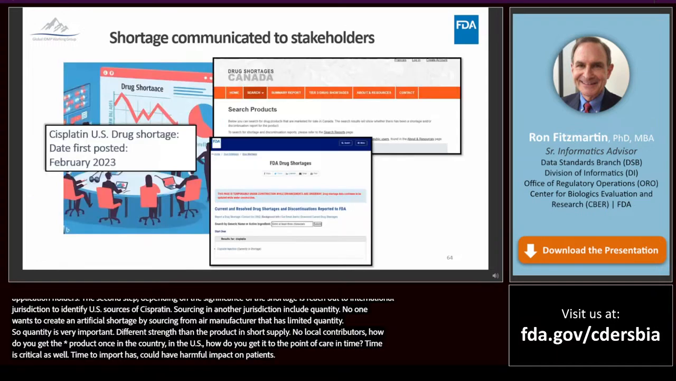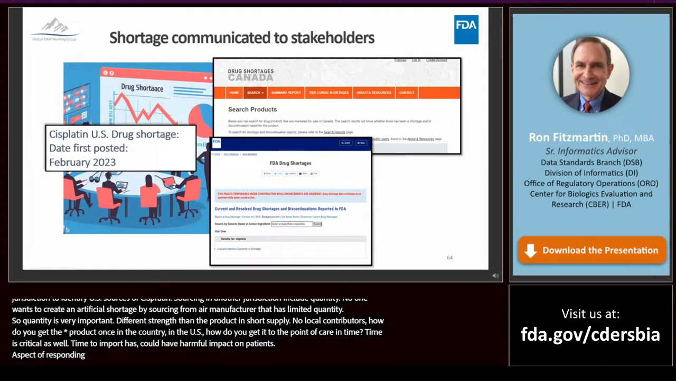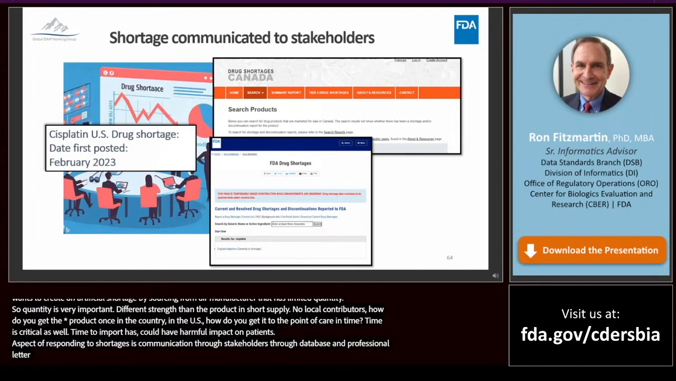One key aspect of responding to drug shortages is communications to stakeholders through a national drug shortages database, as well as Dear Healthcare Professional letters. The cisplatin shortage was first posted on the FDA website February 10th of this year.